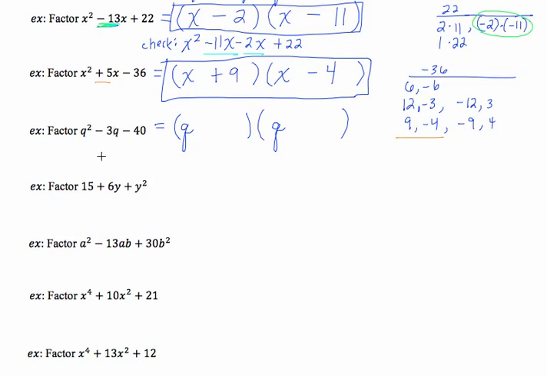40 breaks down into 4 and 10. So you could do negative 4, positive 10, or you could do negative 10 and positive 4. Neither of those adds to negative 3, so those won't work. We can also do 2 and 20. So we could do negative 2, positive 20, or negative 20, positive 2. That doesn't work. Another one here is negative 40 and 1, or negative 1 and 40, but those definitely are not going to add to negative 3.